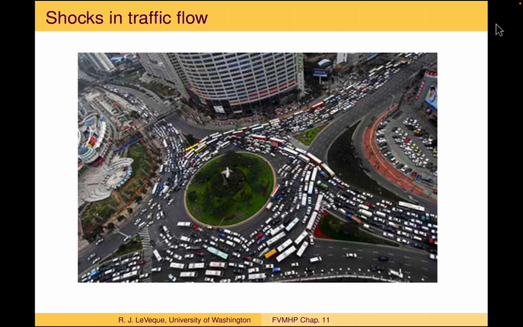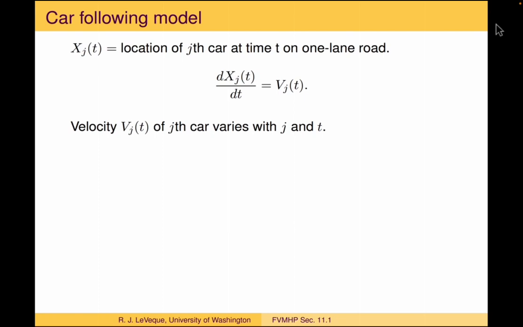But to start with, we're going to look at a very simple case where we just have a single lane of traffic and cars that are just following each other and not allowed to pass each other. So we have the simplest kind of model. Before we even go to the hyperbolic PDE, we can derive an ordinary differential equation model where we look at capital X sub j as being the location of the jth car at time t on a one-lane road. And we simply have a differential equation that says the time derivative of the position is equal to the velocity, and then we would have some rule for what the velocity of the jth car is at time t.